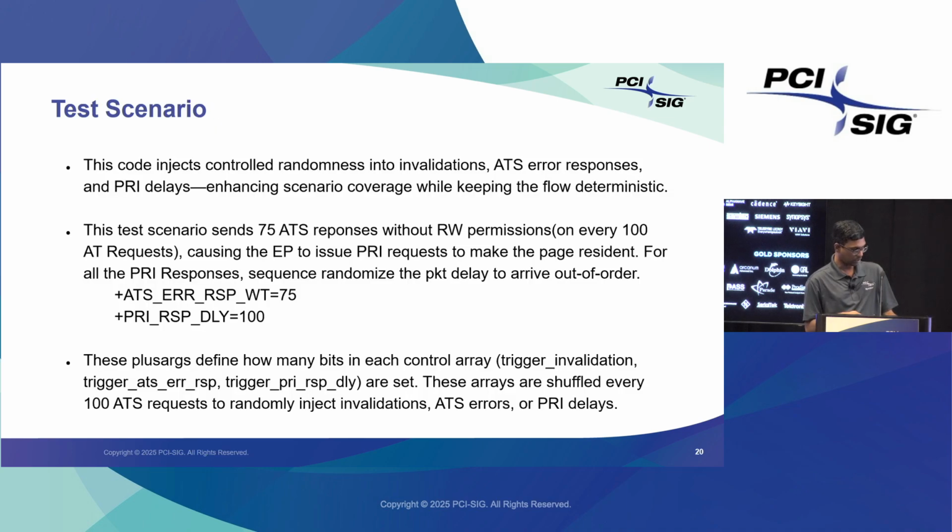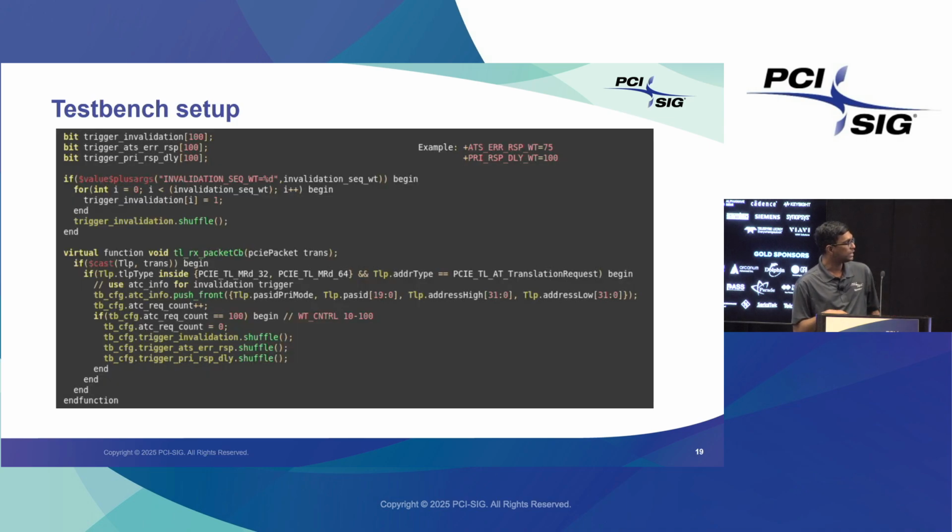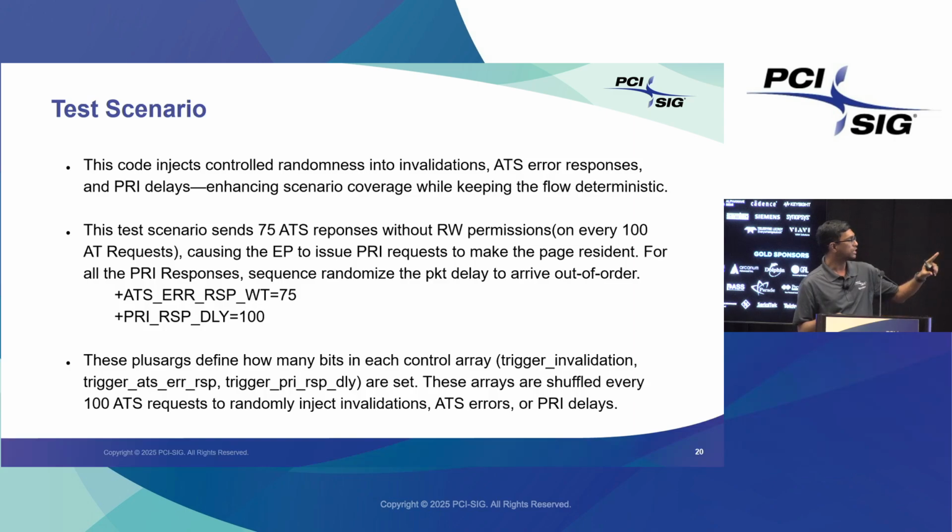If you see, for every 100 packets I am reshuffling here. So the first time I get some packets, next time I will get other packets randomly with the same behavior. This is one simple scenario I explained: ATS error response 75 and PRA response delay. Out of 100 packets, if you send ATS 100 packets, then 75 page requests I also get in the test case, and the responses come out of order because I am randomizing the response delay here.